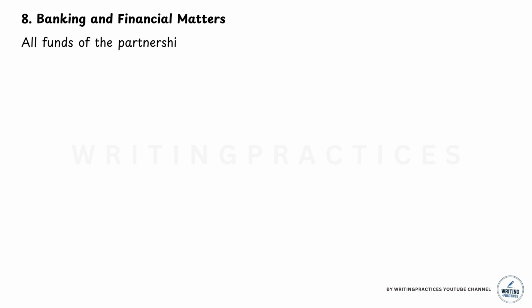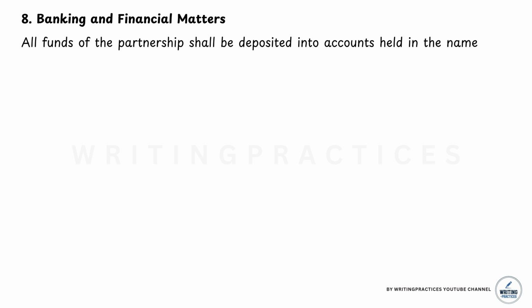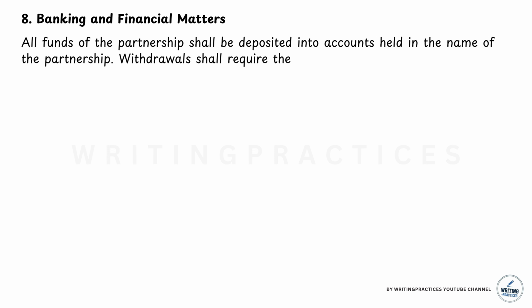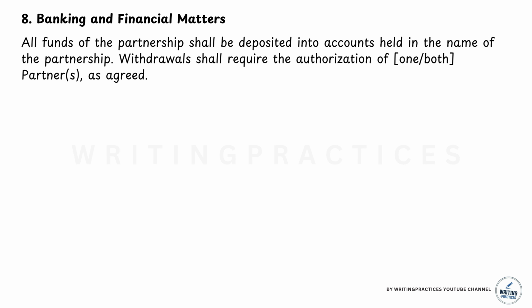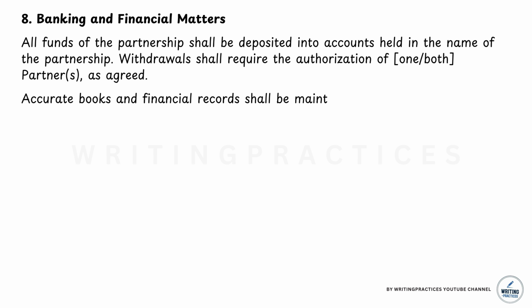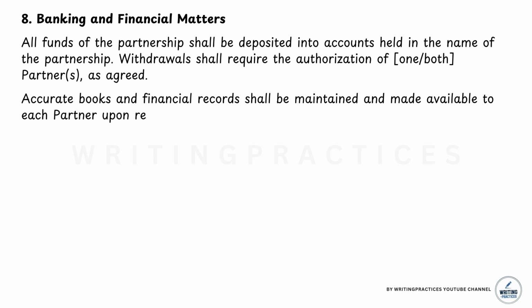Point number 8. Banking and financial matters. All funds of the partnership shall be deposited into accounts held in the name of the partnership. Withdrawals shall require the authorization of both partners, as agreed. Accurate books and financial records shall be maintained and made available to each partner upon reasonable request. Here, you describe how finances are handled. You should specify banking arrangements and record keeping. This is important for transparency and legal compliance. Proper financial records are essential for taxes, audits, and resolving disputes.